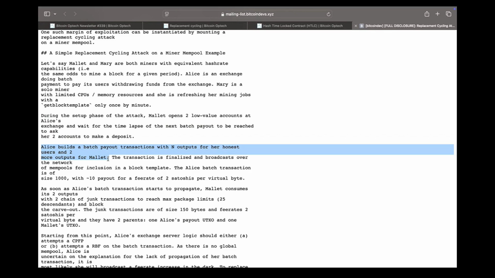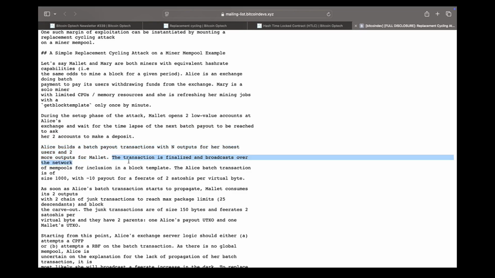So Alice builds a batch payout transaction with n outputs for her honest users and two more outputs for Mallet. The transaction is finalized and broadcast over the network of mempools for inclusion in the block template. The Alice batch transaction is of size 1,000 vbytes with 10 payouts for a fee rate of 2 satoshis per virtual byte, right? So in our example, Alice issues outputs to 10 of its users, out of which two outputs are for Mallet, right? So in the batch payment transaction, there are 10 outputs, 8 of which belong to honest users, 2 belong to the malicious user, in our example, Mallet.